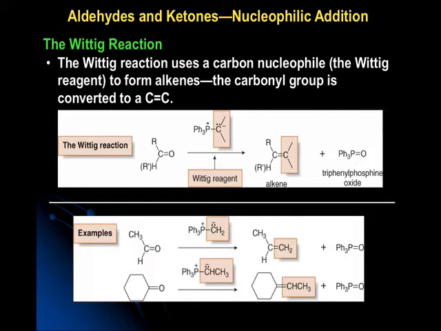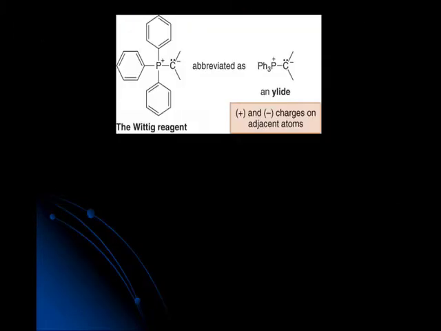Pretty straightforward, right? Triphenylphosphine oxide is the byproduct that drives the reaction to the right because the phosphorus-oxygen bond is so strong. Wittig reagents are also known as ylides, Y-L-I-D-E. An ylide is a molecule that has opposite charges on adjacent atoms. That's what you need to know.